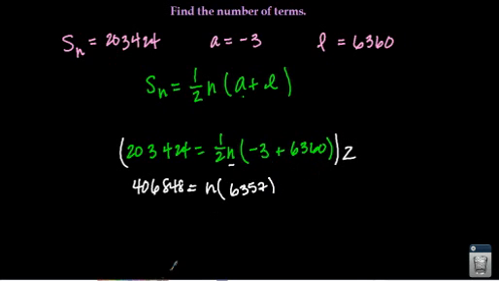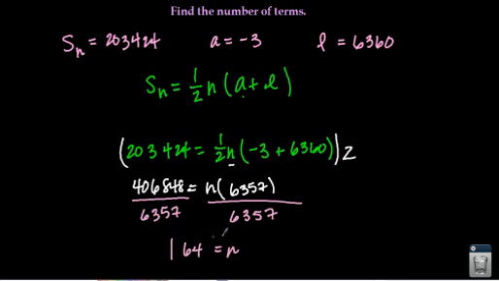Okay, so now I am going to divide here. Divide by 6,363, and I get an n value of 64. So I have 64 terms in this series. Now remember how I said earlier that if you wanted to, multiply by 2 or 2 over n, if you wanted to move n over, you would get the same answer. It's just a little different process.